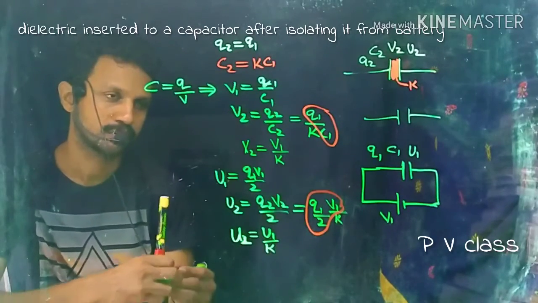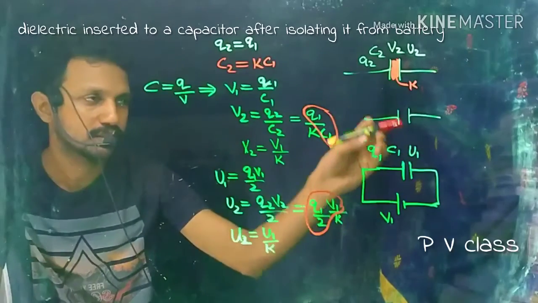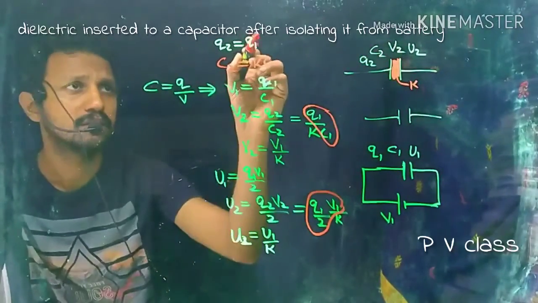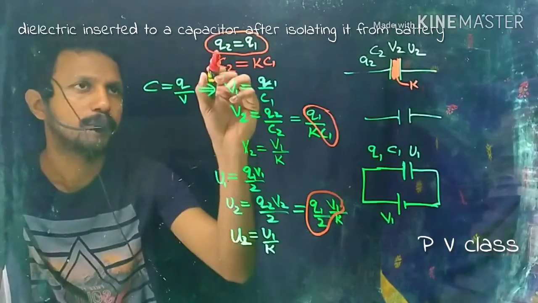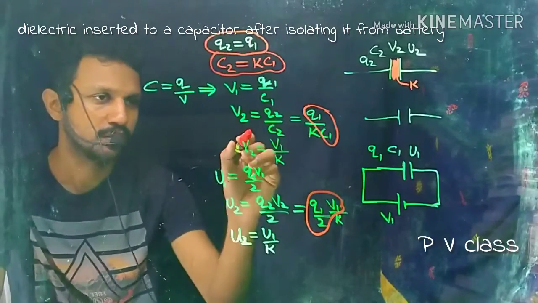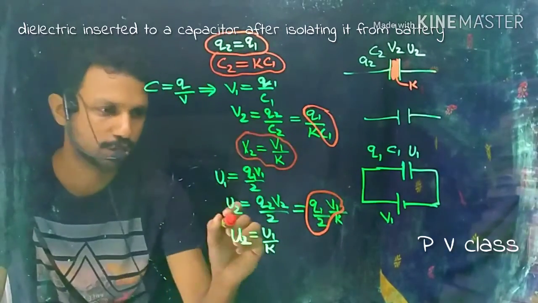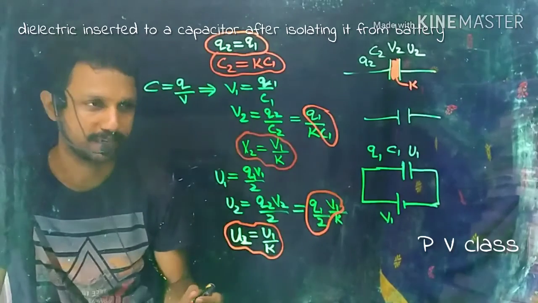If we summarize the situation, if the capacitor is isolated from the battery and then a dielectric is inserted, the charge will remain the same. Capacitance will increase by K times. The potential will decrease by K times, and the potential energy will also decrease by K times.